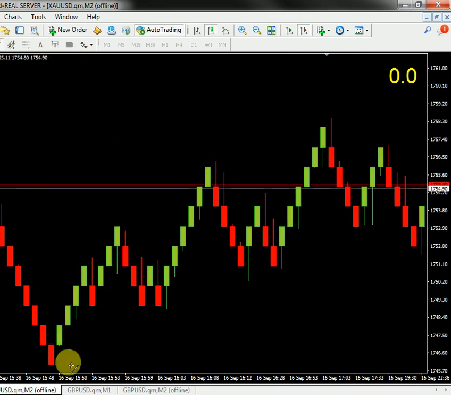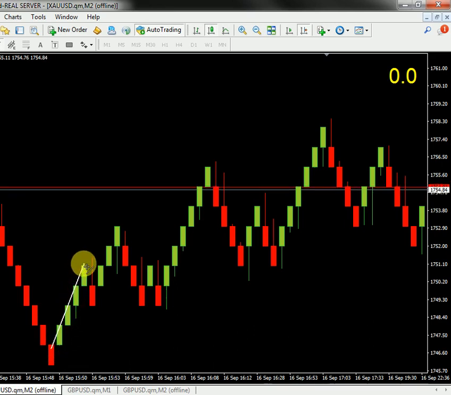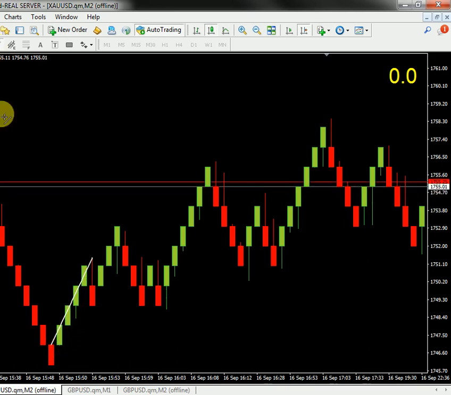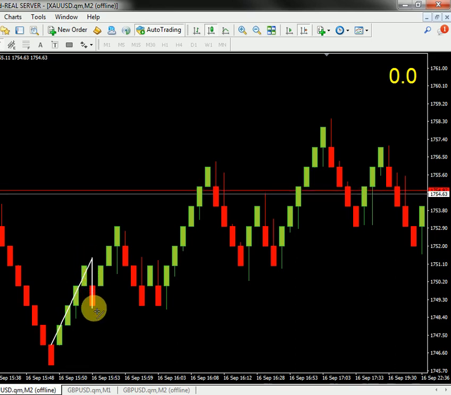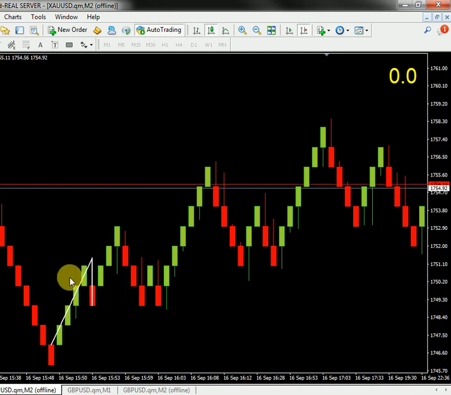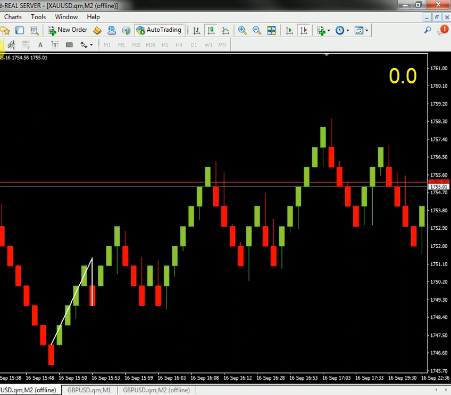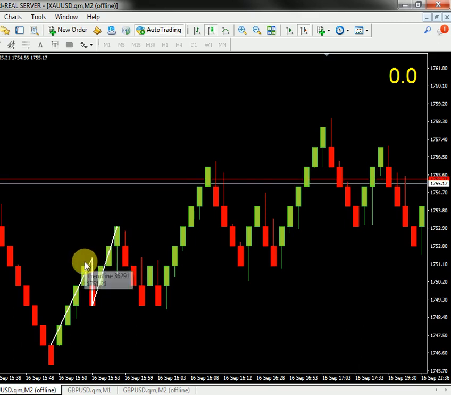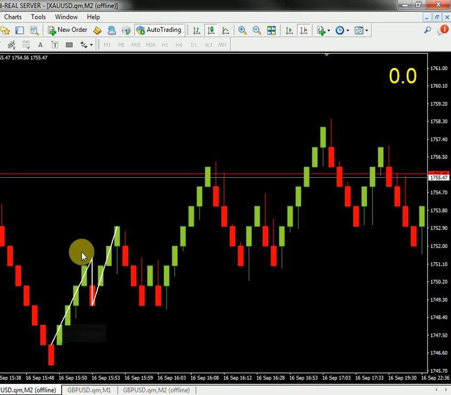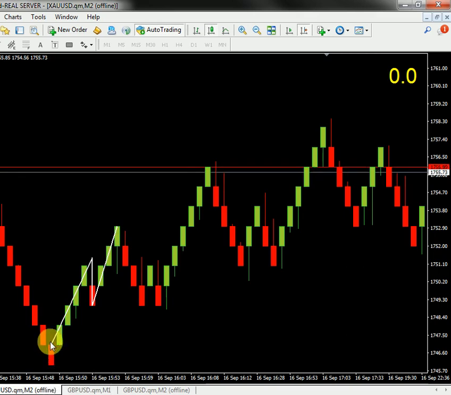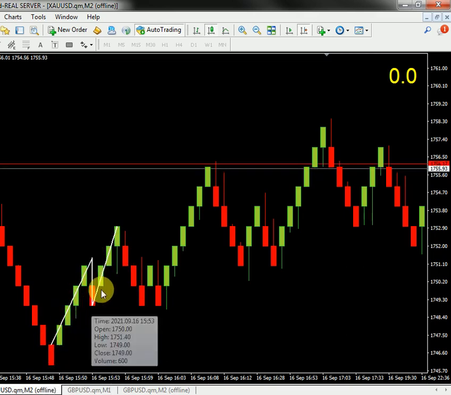we see the price moving up, and then the price moving down. So this is a pullback, and this move down cannot break the previous low, and then the price goes up. This breaks the previous high. So here we can see pattern A, B, and C.